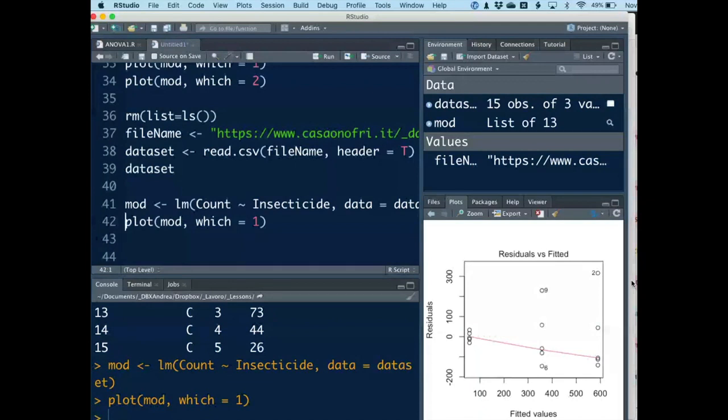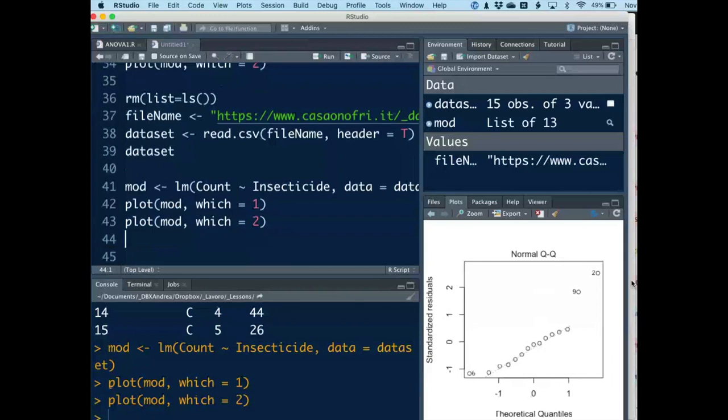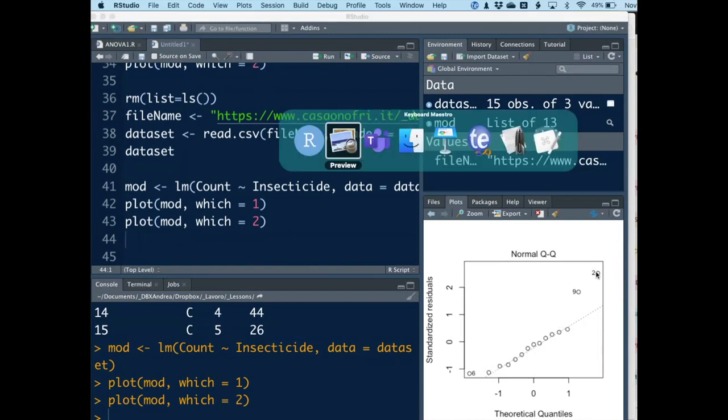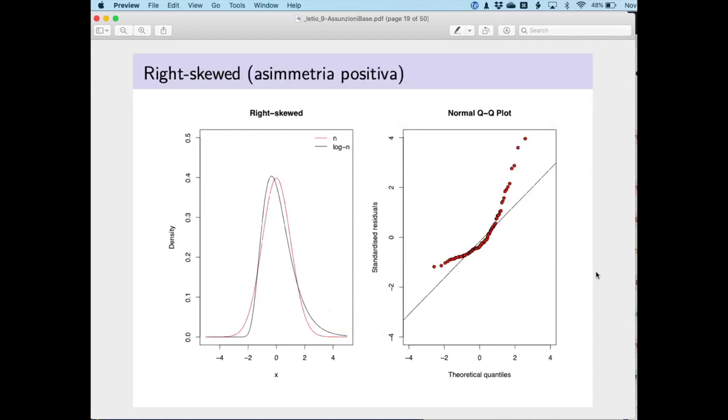And if I ask for a QQ plot, I simply replace which=1 with which=2. I draw the QQ plot, and you see, I have these two residuals here, and this one here, very far away from the diagonal. We don't see it because the diagonal is something like here. So you see that it's very similar to this situation here. Very similar.